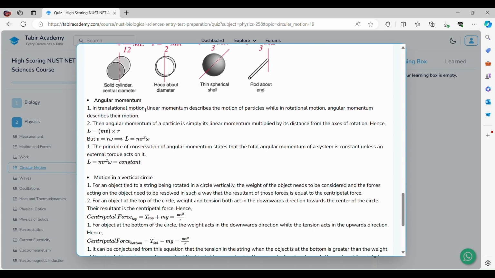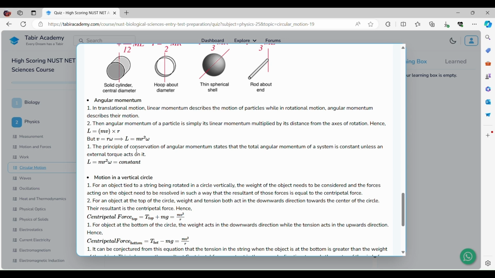Angular momentum. Translation motion में angular momentum describes the motion of particles जो कि rotational motion में होते हैं. हालांकि angular momentum describes their motion. Then angular momentum of a particle is simply its linear momentum multiplied by its distance from the axis of rotation. Hence, L equals to mass multiplied by velocity multiplied by your radius. But velocity equals to your radius multiplied by your angular velocity. Hence, L is equal to mass multiplied by your radius squared multiplied by your angular velocity.